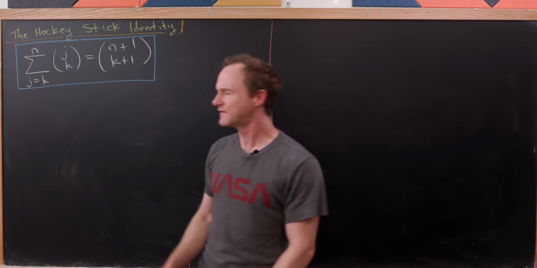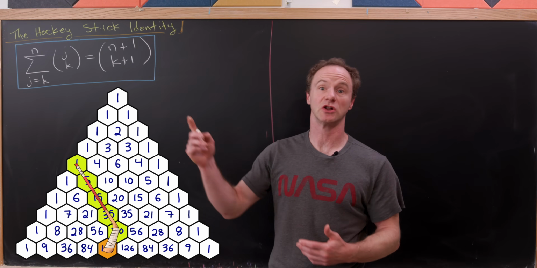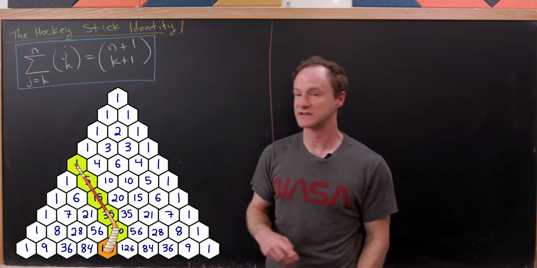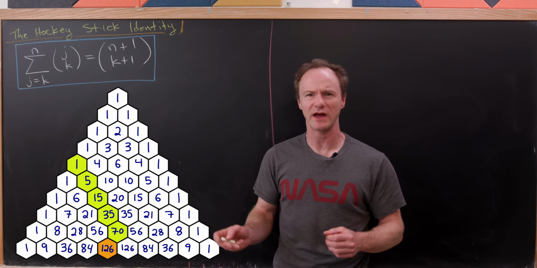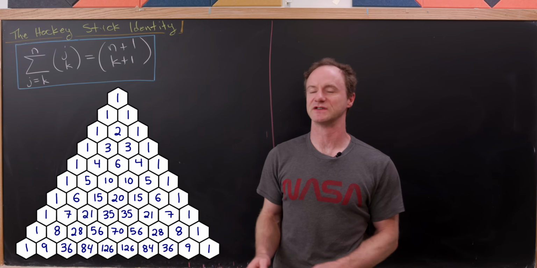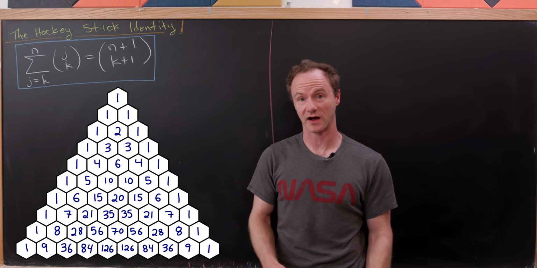So this left-hand side is what I'll call just the long straight part of the hockey stick. And then this right-hand side is the portion of the hockey stick that you hit the puck with. I apologize if there's a name for that. I don't actually know anything about hockey.